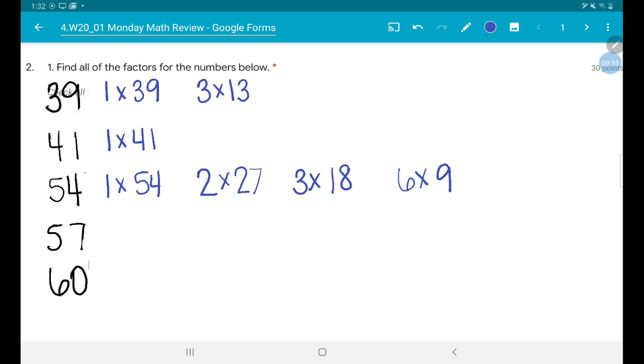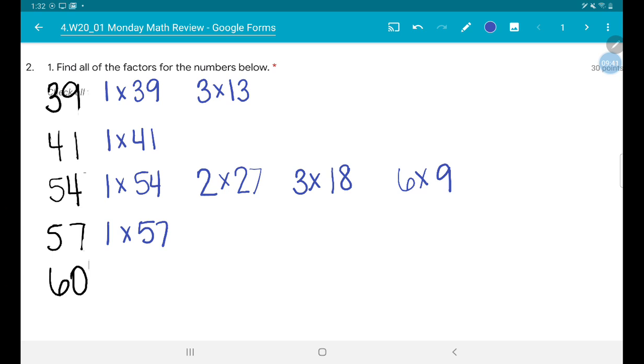All right. Let's do 57. What am I going to start with? 1. 1 times what? 1 times 57. So we need to check 1. And we need to check 57.